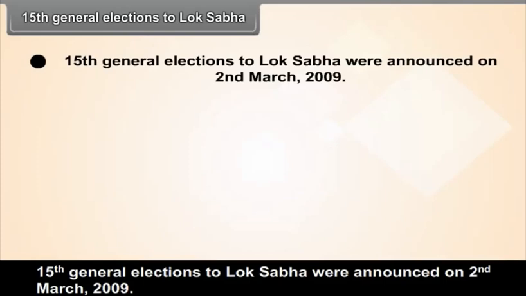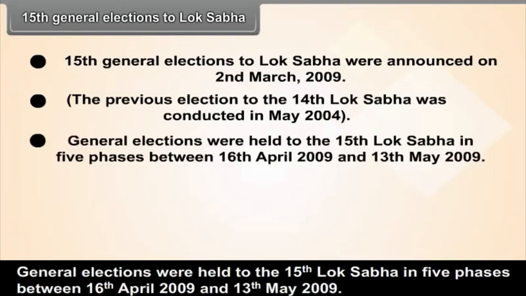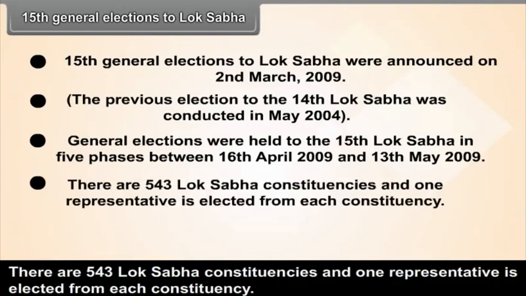Fifteenth general elections to Lok Sabha were announced on 2nd of March 2009. The previous election to the 14th Lok Sabha was conducted in May 2004. General elections were held to the 15th Lok Sabha in 5 phases between 16th April 2009 and 13th May 2009. There are 543 Lok Sabha constituencies and 1 representative is elected from each constituency.